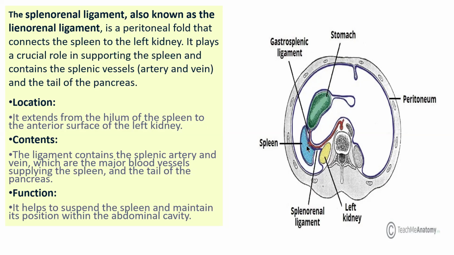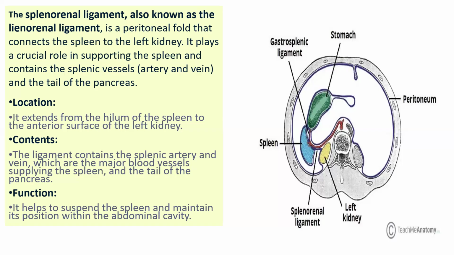This ligament contains the splenic artery and veins, which are the major blood vessels supplying the spleen and the tail of the pancreas. So it supplies arterial blood coming in and venous blood going out, with the help of the splenorenal ligament.